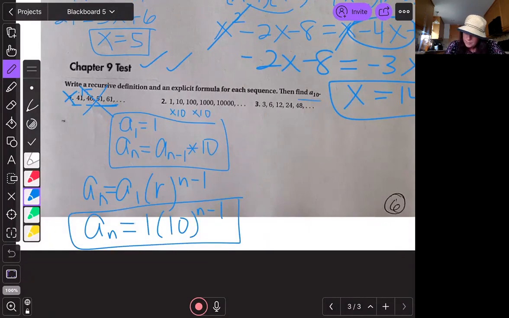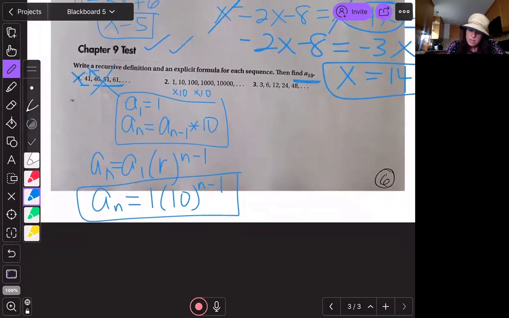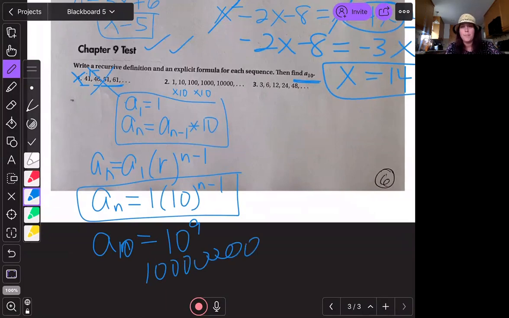Now, when it asks you to then find a sub 10, you would want to use this formula. You don't really need that 1 there. And to find a sub 10, you would plug in 10, which would be 10 to the 9th, which is going to be a pretty large number. 1 with 9 zeros after it. A bunch of zeros. Okay?